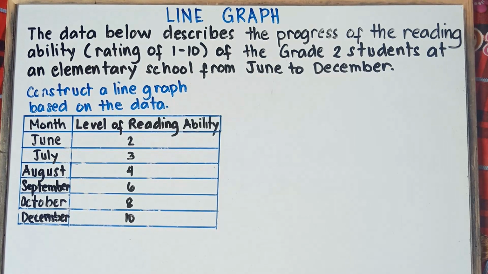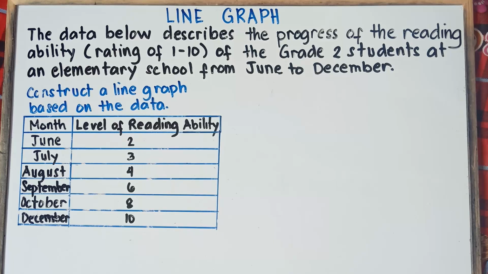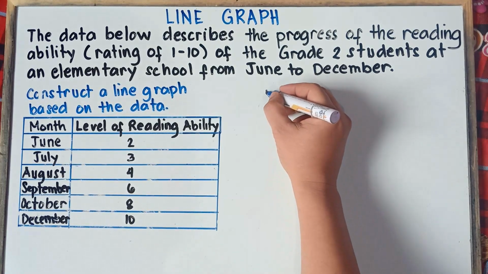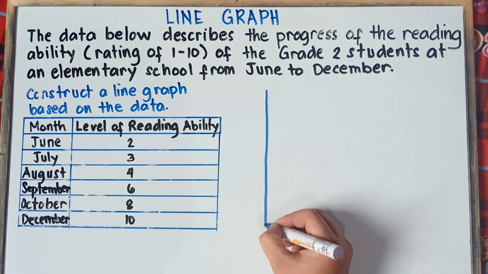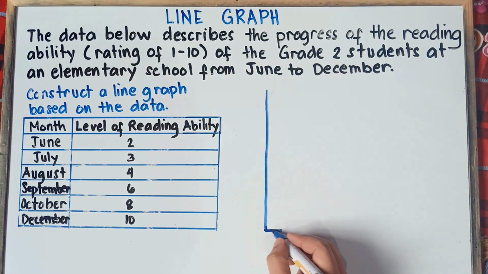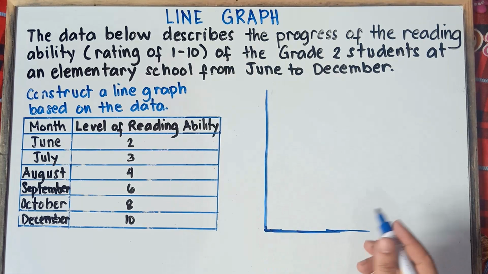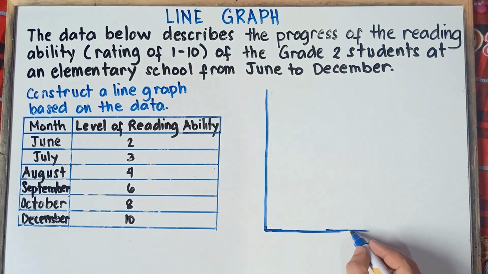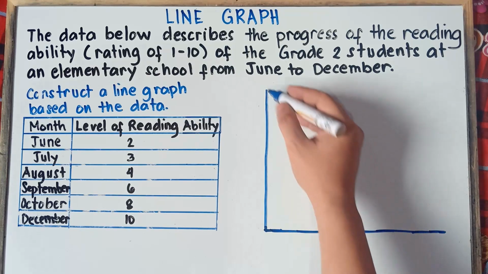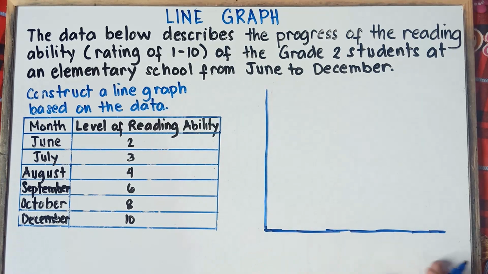Now, the first thing that you need to do, class, to construct a line graph, is draw a vertical line together with a horizontal line. So, once again, first step, you draw a vertical line together with a horizontal line. And these lines should intersect each other.